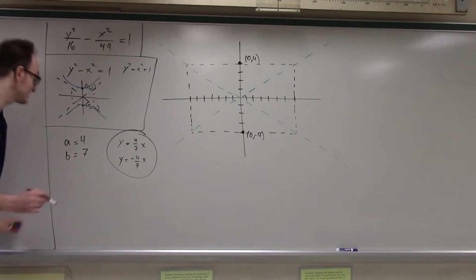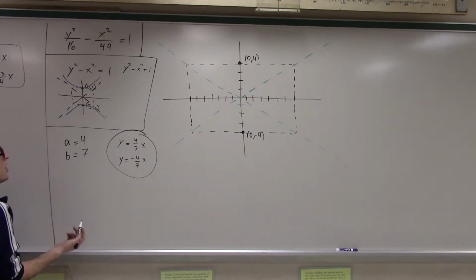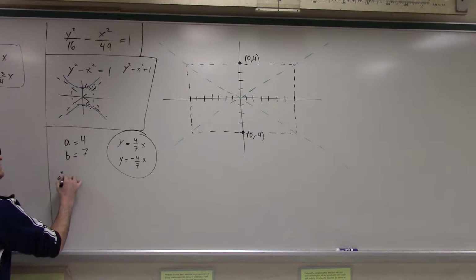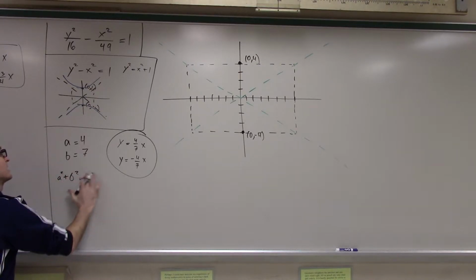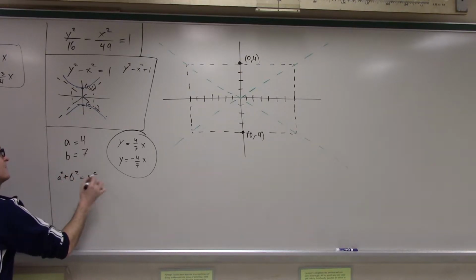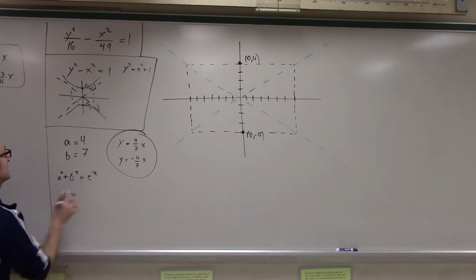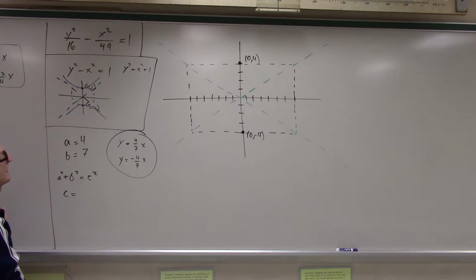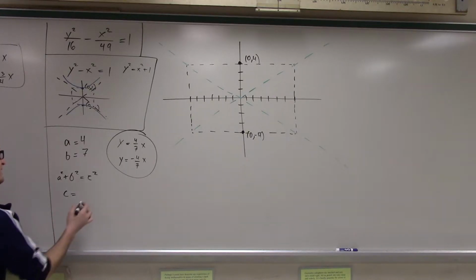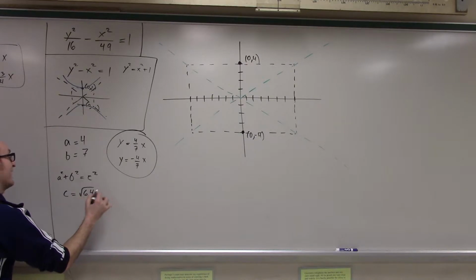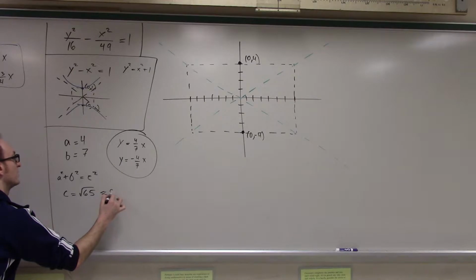I can also calculate c based on the relationship I know in a hyperbola, it's always true that a squared plus b squared equals c squared. That's just how we defined b in the first place. And so I can just calculate c. What is c? It's going to be 49 and 16, which is root 65. So that's root 65, which is approximately 8. It's a tiny bit more than 8.